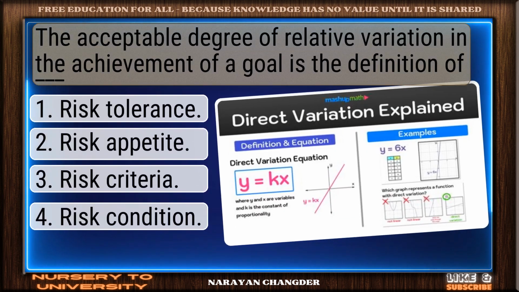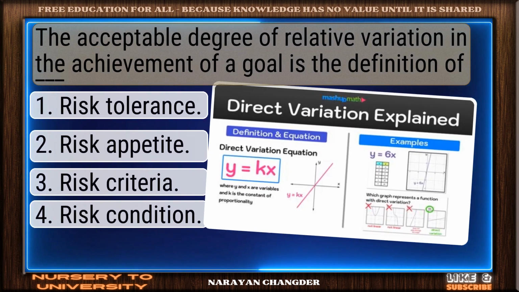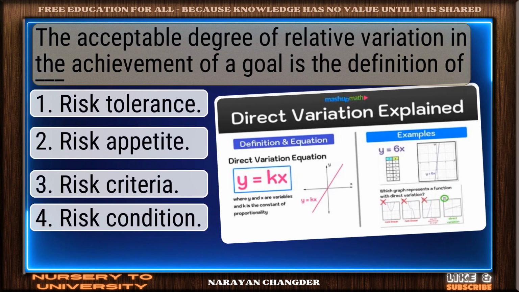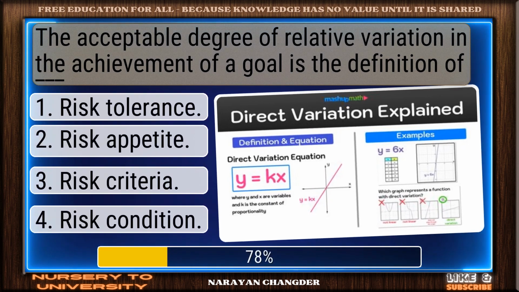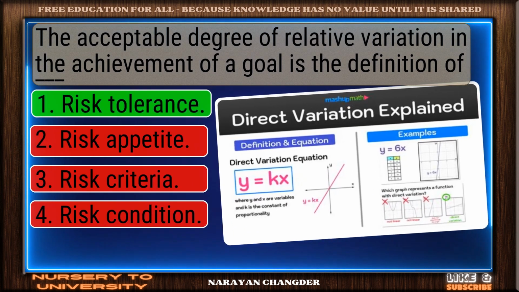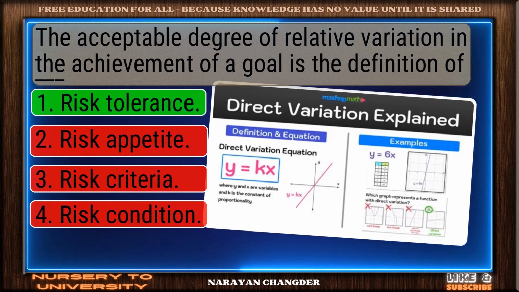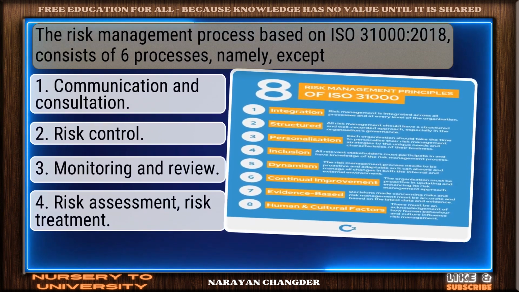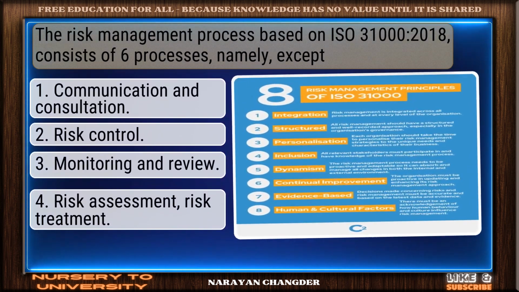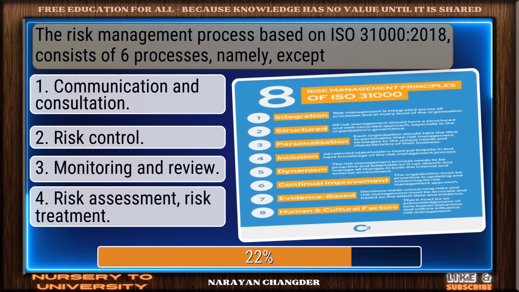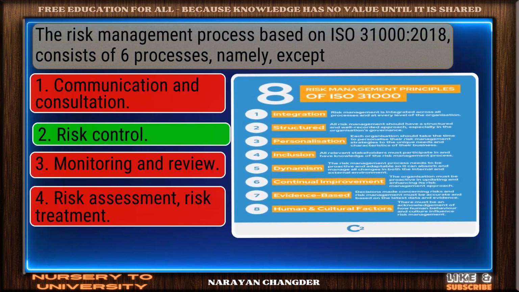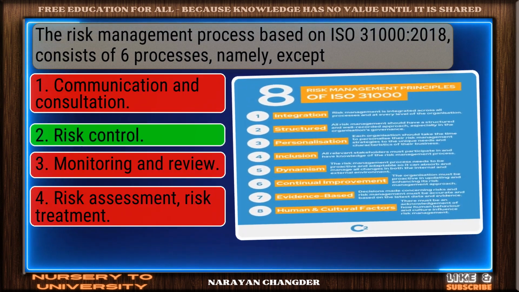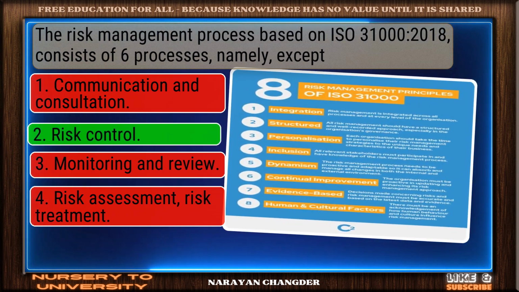The acceptable degree of relative variation in the achievement of a goal is the definition of... Smart pick. Risk tolerance is the correct choice. The risk management process based on ISO 31000 2018 consists of 6 processes, namely... Right choice. Risk control is the best answer.